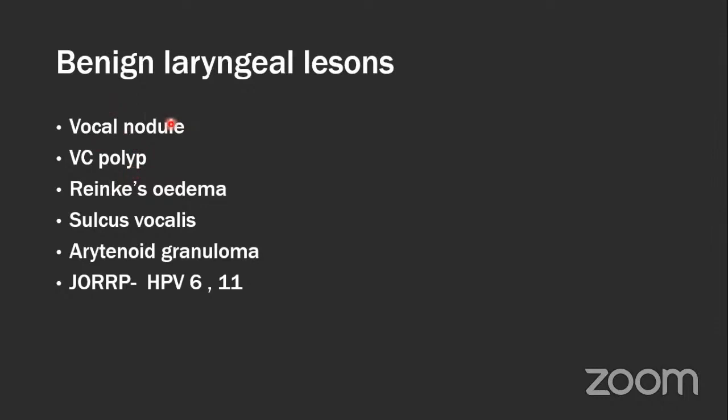Okay. And here the etiology is usually phonotrauma, vocal abuse, chronic irritation like smoking. Treatment is again surgical, microlaryngeal excision. But vocal nodule will respond mainly to speech therapy. Vocal cord polyp usually needs a microlaryngeal excision. You can use either a laser excision or cold instruments. Then Reinke's edema, I already explained.